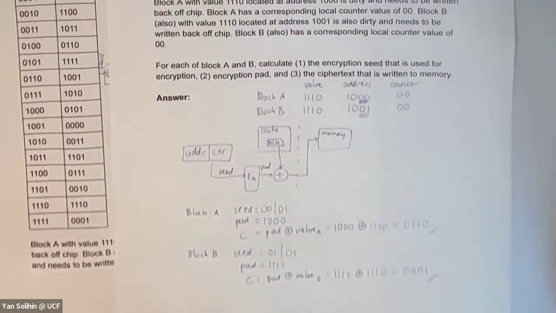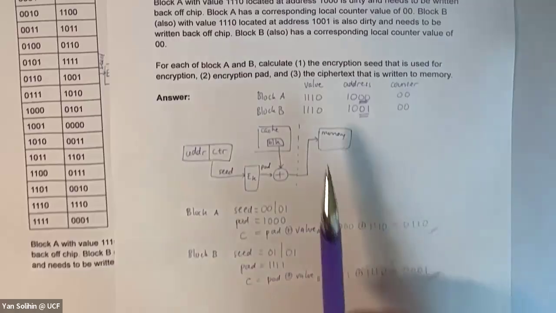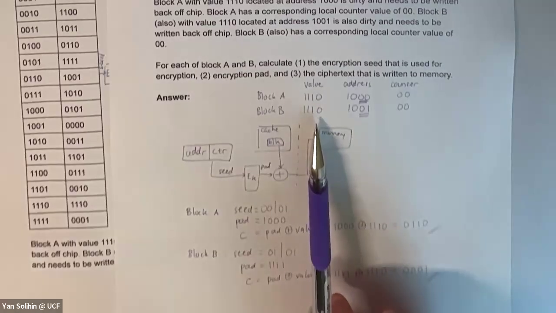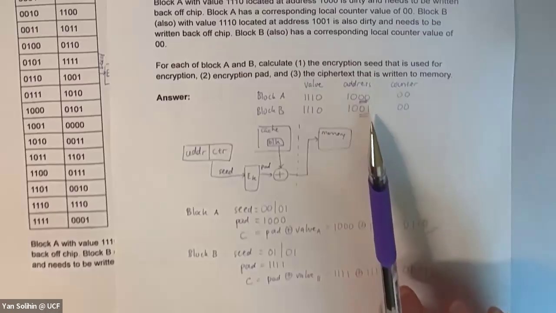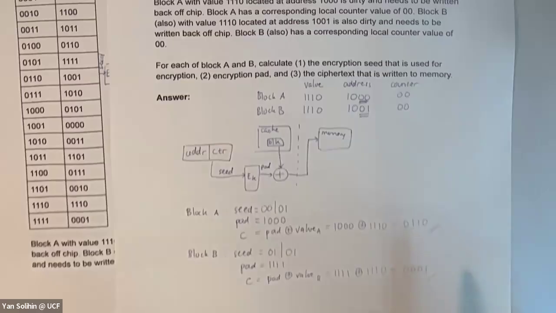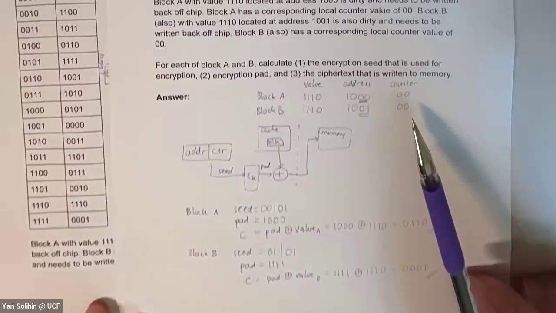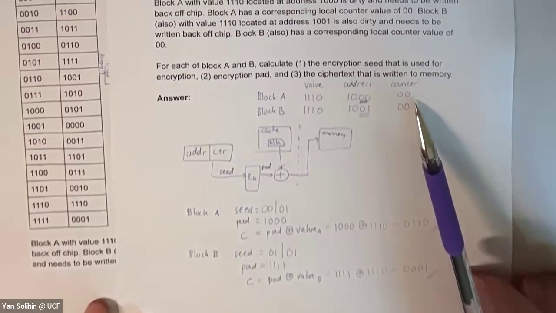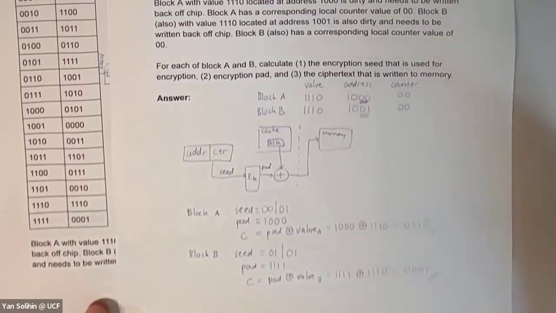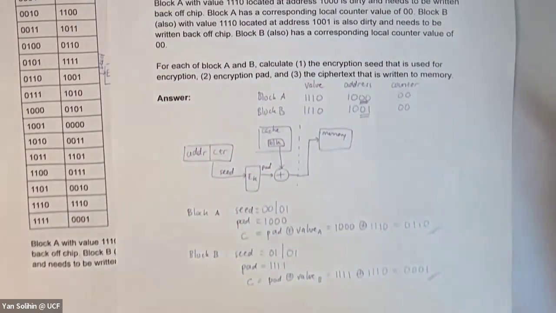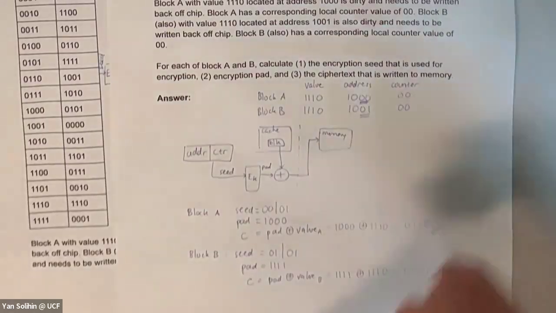There you go. So again, a little note: even though block A and block B have the same values, they have different addresses, and therefore the ciphertexts are different. Now the counter also ensures that every time the block is written back from the cache, the counter will be different each time. Therefore, the seed is never reused. All right, that's it.